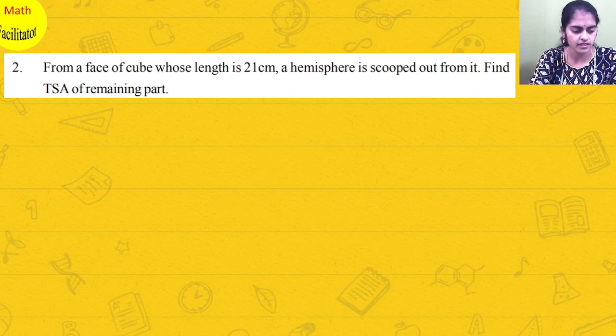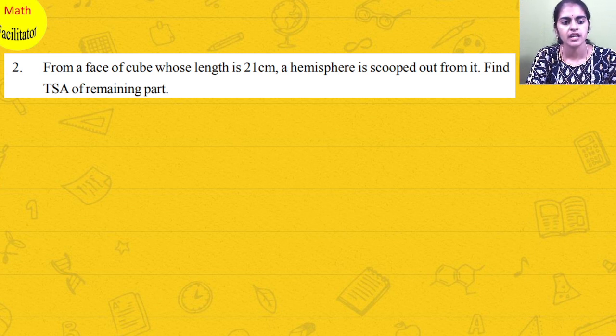Okay, now the next question. From a face of a cube whose length is 21 centimeter, a hemisphere is carved out. So you have a cube.